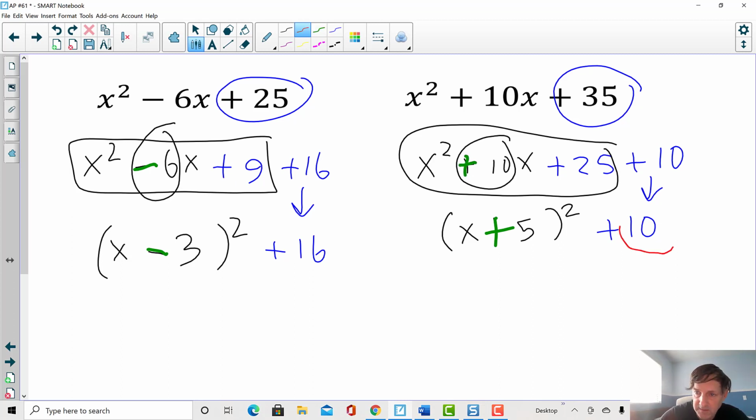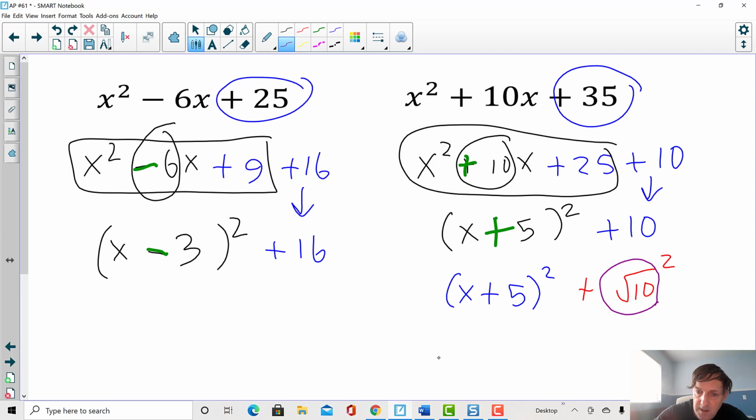And if you wanted to write the 10 as a number squared, you could write it as the square root of 10 and then squared. So for an example like we just did on the previous page, we would have to choose an a, and I would let my a equal square root of 10.